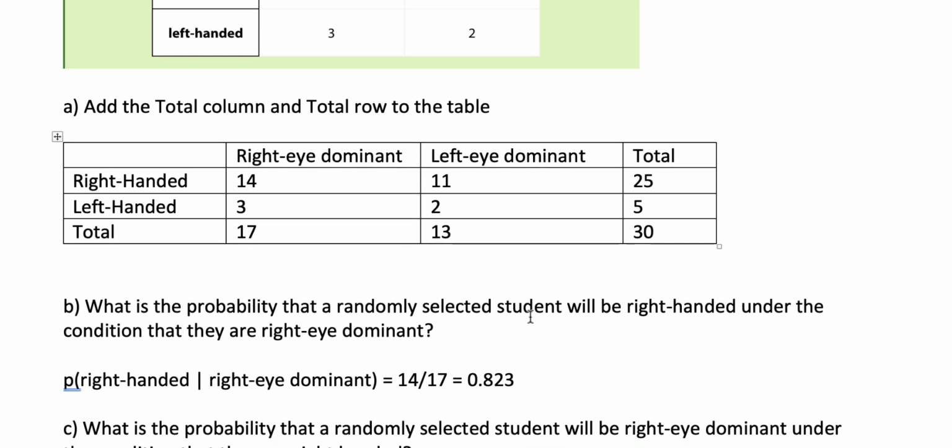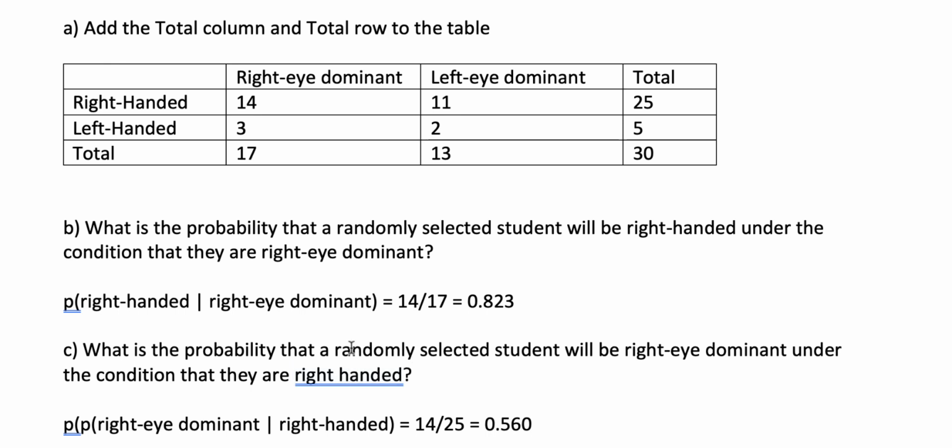All right, so we're asked, what is the probability that a randomly selected student will be right-handed under the condition that they are right eye dominant? In other words, looking only at right eye dominant students, what's the probability that if we pick one at random, they'll be right-handed? And so we look only at the right eye dominant students, the 17. The probability that one is right-handed would be 14 out of 17, or 0.823.